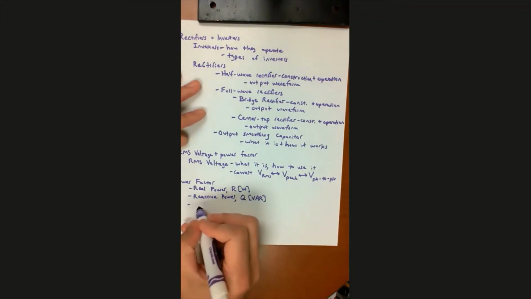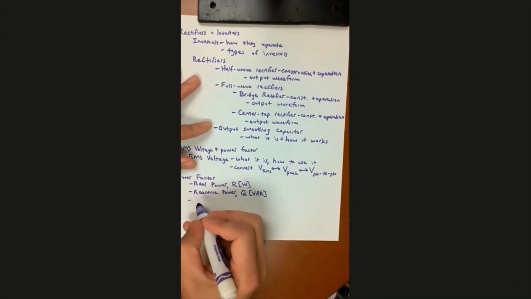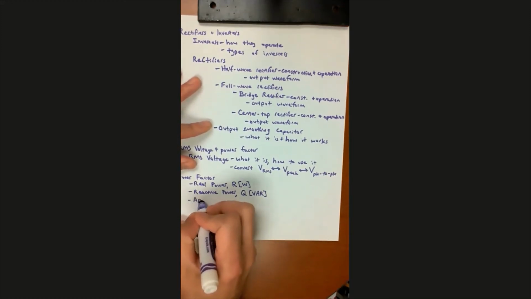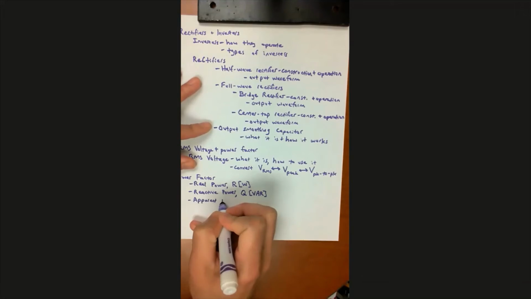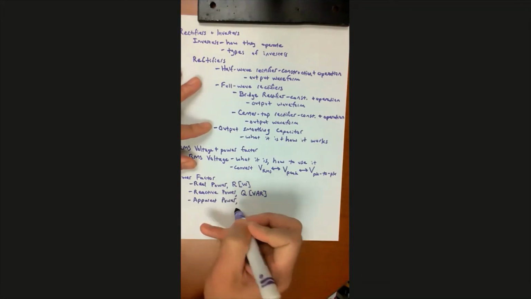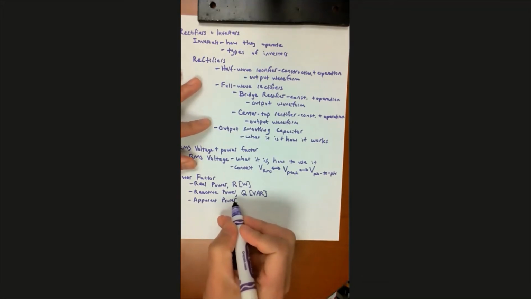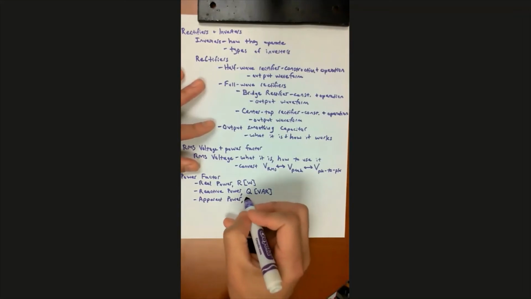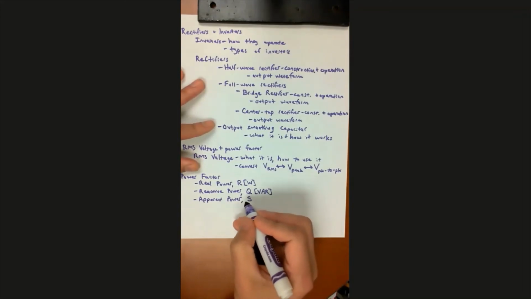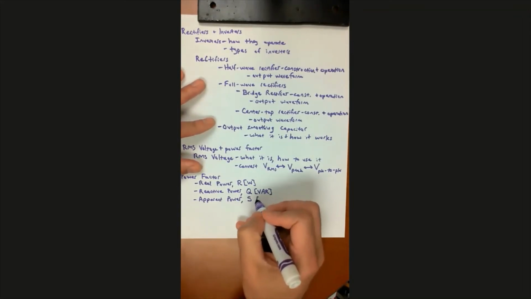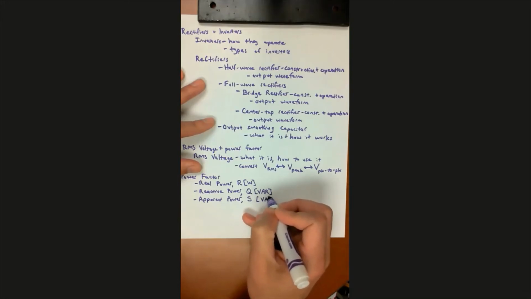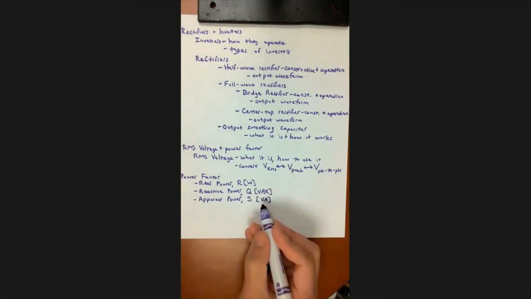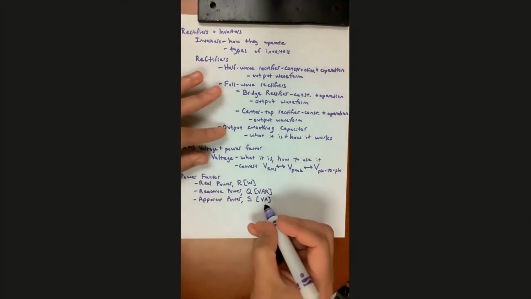And the last thing that we had to define here for different kinds of power is called apparent power, which is the power that actually has to be provided by the utility. And the variable that we used here was S. That's the standard variable for apparent power. And the units are volt amps, or kilovolt amps, megavolt amps, gigavolt amps, and so forth.